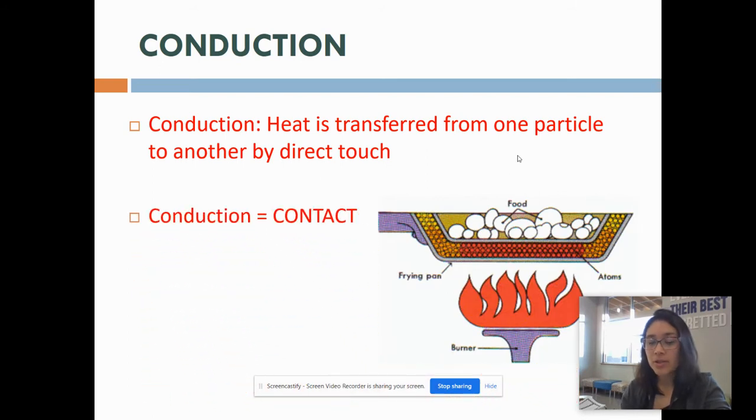Okay, so conduction equals contact. Like if you put your pot on the stove, the stove is touching the pot, so that is conduction. Conduction is anytime those objects are touching. And again, heat always is going to go from the hotter object to the cooler object.